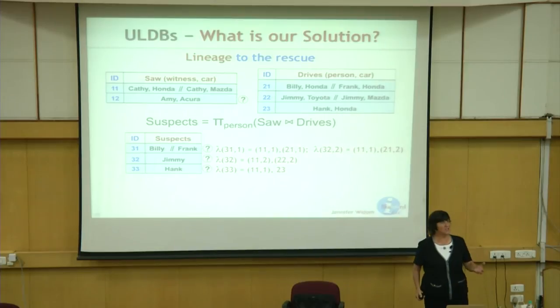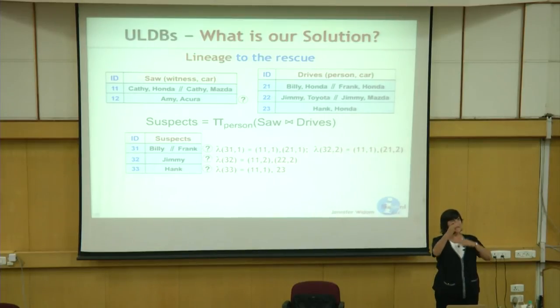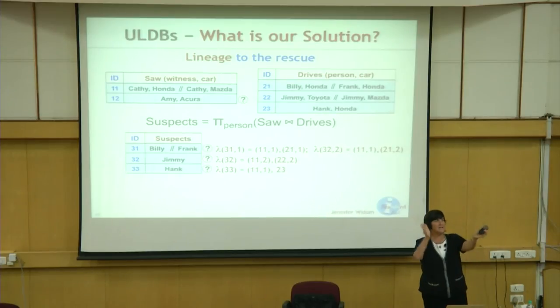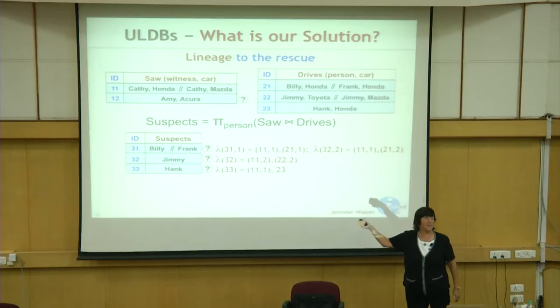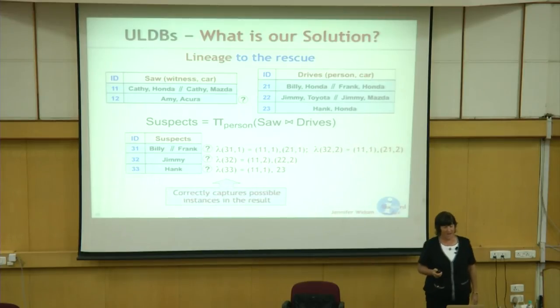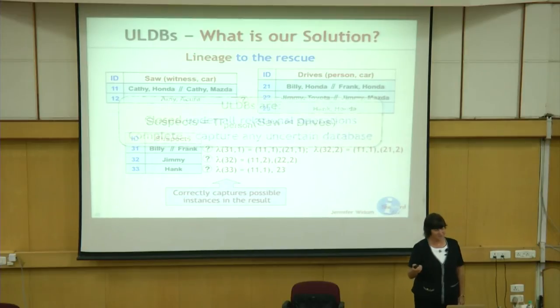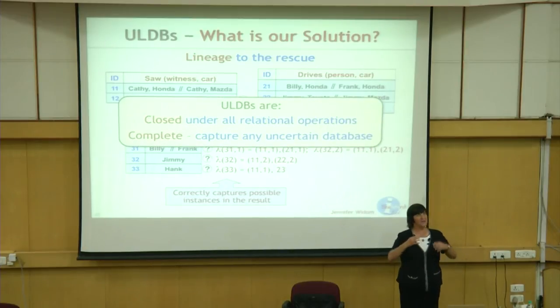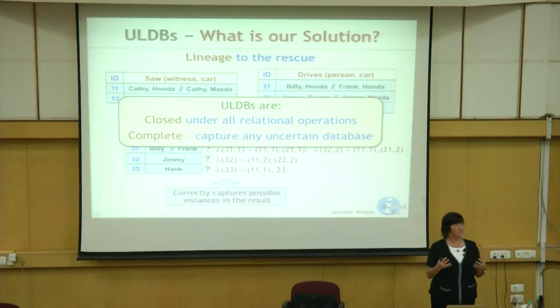And then the interpretation of the result says, I only create the instances that are consistent where I don't actually pick inconsistent answers. I don't pick the presence or absence at the same time. And we proved that that correctly captures the answer, and in fact, with the lineage, ULDB, uncertain lineage database, is closed. You can always represent the answer, and in fact, it's complete, which means you can represent any uncertain database, which is a strong property to have.